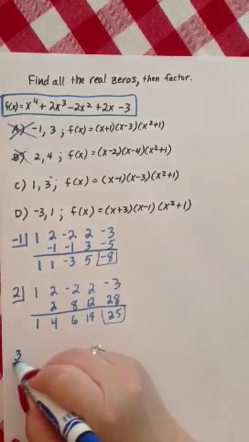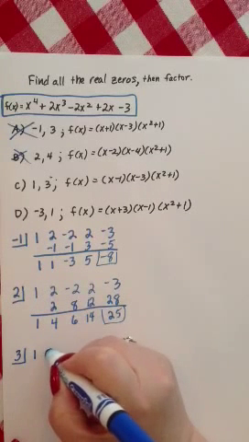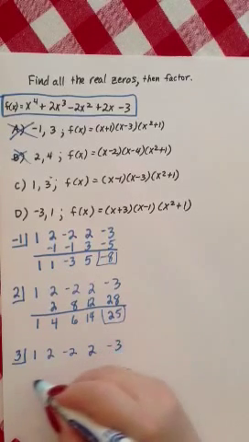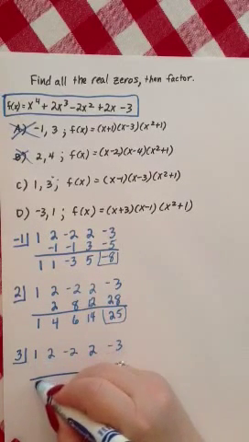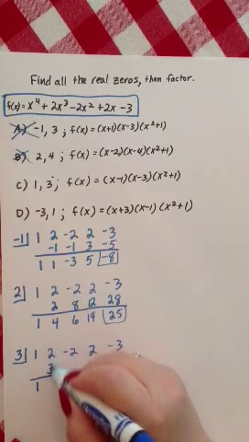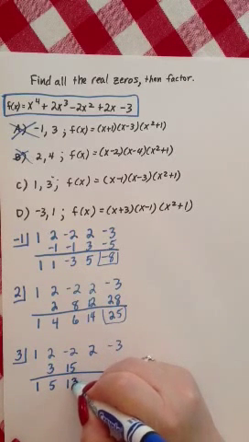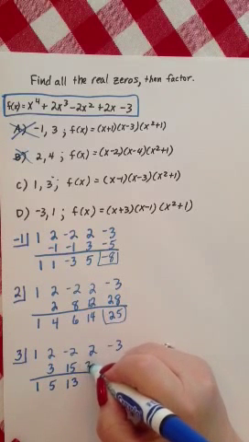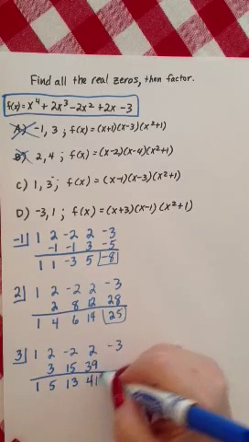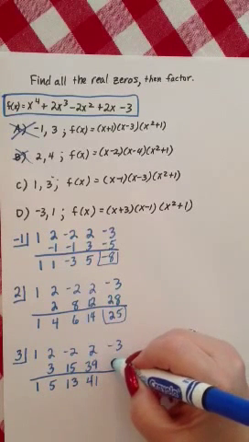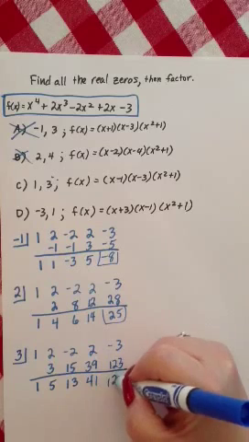So let's try 3. So I put 1, 2, -2, 2, and -3. Put my line here. Bring down the 1. 3 times 1, 3. Add my column. 3 times 5, 15. Add my column. 3 times 13 is 39. Add my column. Can you already see it's not going to come out to be 0? This comes out to be 120.